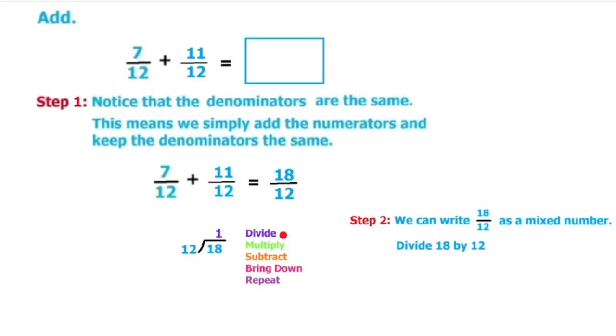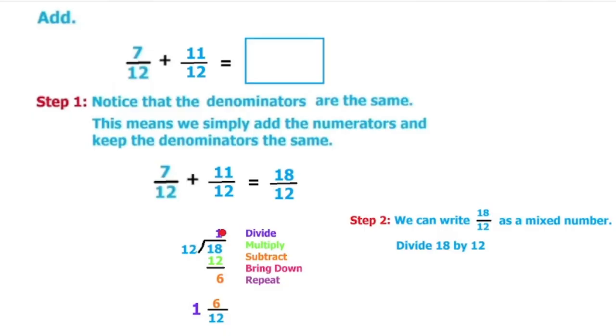Next thing to do is subtract. We subtract 18 minus 12. That equals 6. The next thing we do is we bring down, but there's nothing to bring down, so we're basically done, okay? So now we have our answer. Our answer is 1 and 6/12, okay? This is the remainder, 1 and 6/12.